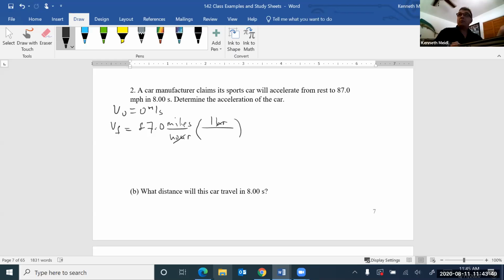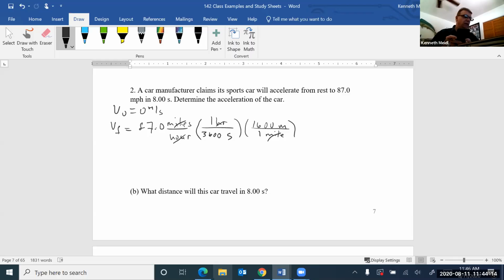1 hour has 60 minutes, but each minute has 60 seconds. So it's 60 times 60, 3,600 seconds. And it's close, but a mile is 4 times around the track, and each time around the track is about 400 meters. So this will be pretty close. 1,600 meters is about 1 mile.